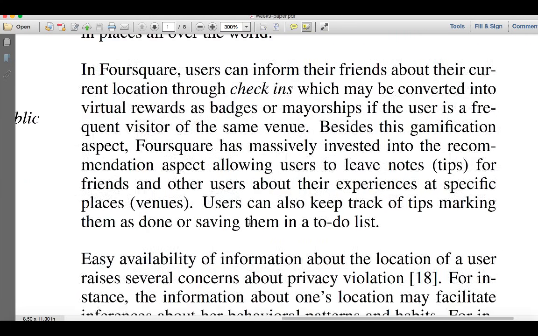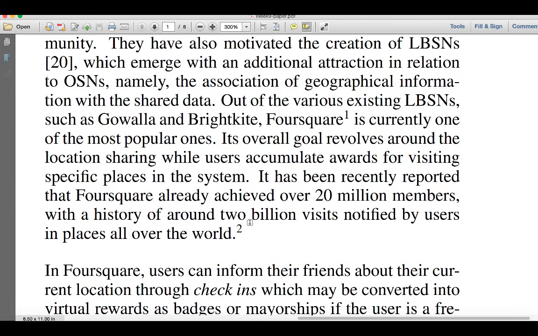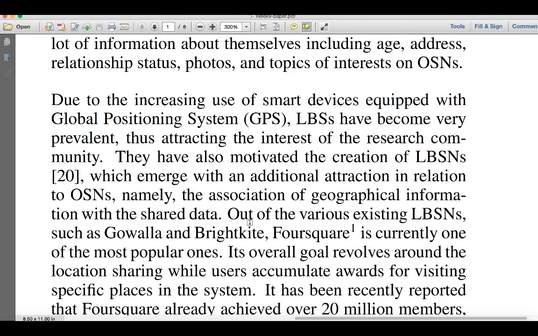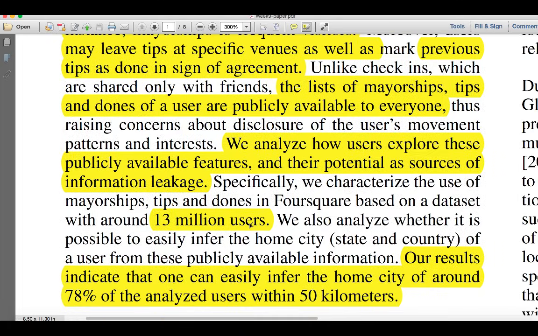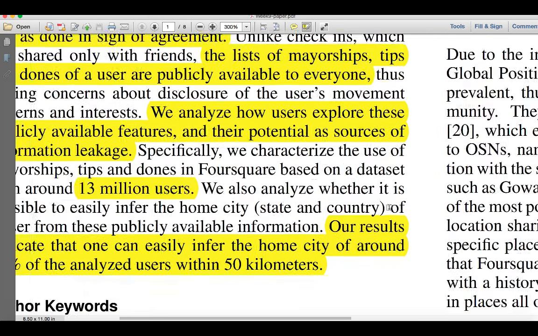So then I think the paper talks about in general about what Foursquare is. For the benefit of the students in the class, I've highlighted the parts that I'm going to be looking at, but feel free to look at the entire paper. But for the benefit of time constraint in the lectures also, I'm going to look at only the ones that I've highlighted here.